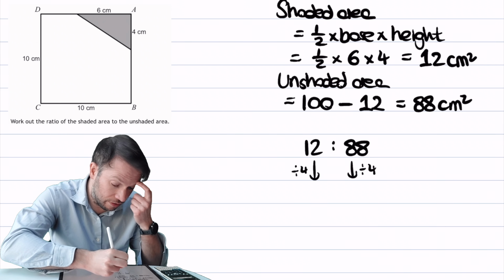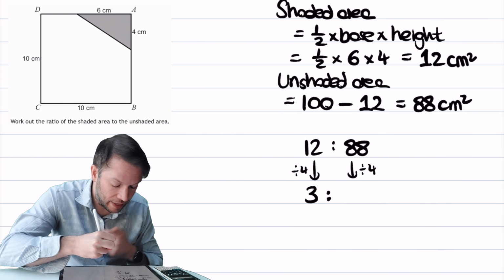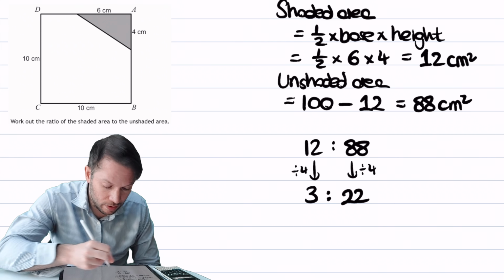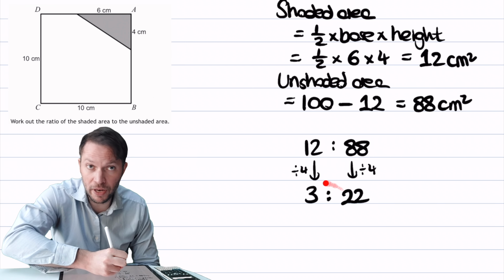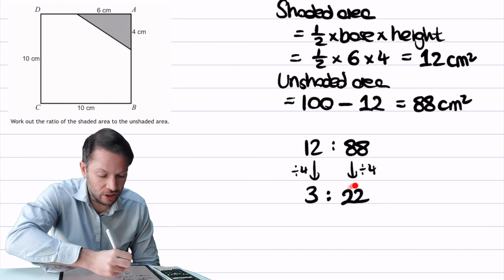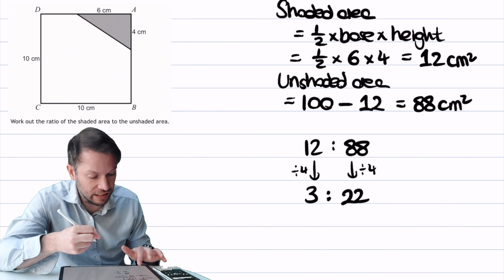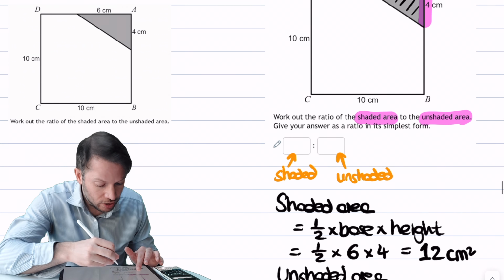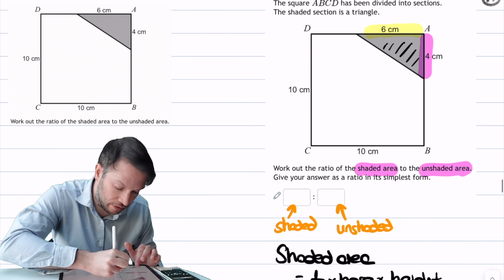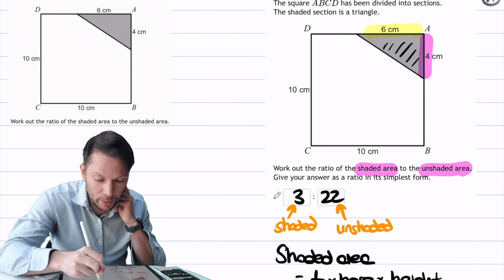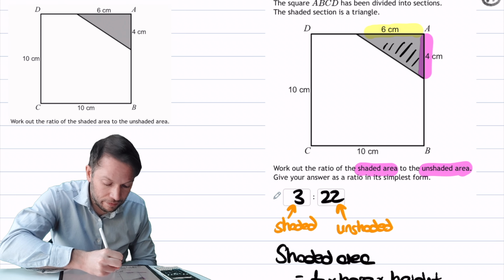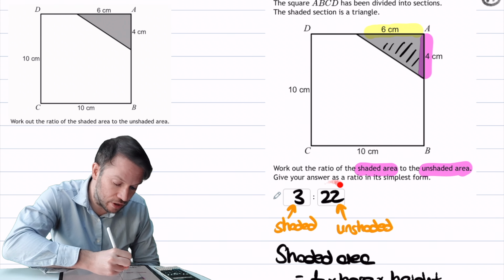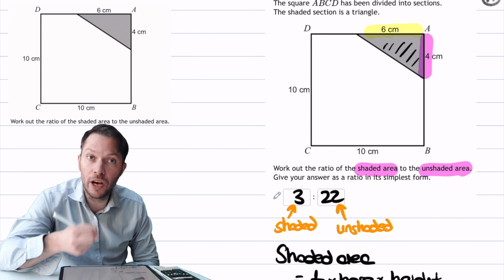12 divided by 4 is 3, and 88 divided by 4 is 22. Now, these numbers don't have any factors in common other than 1 anymore. 22, we can't divide it by 3 without getting a decimal or fraction. So that is the final answer. The ratio of shaded to unshaded region is 3 to 22. And the way we interpret that ratio is that for each 3 centimetres squared of shaded region, we have 22 centimetres squared of unshaded region.